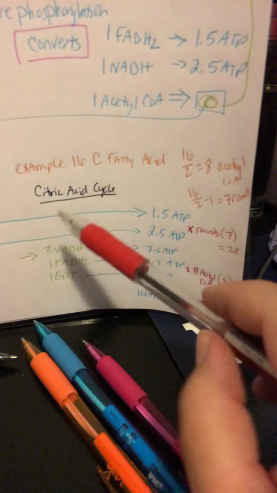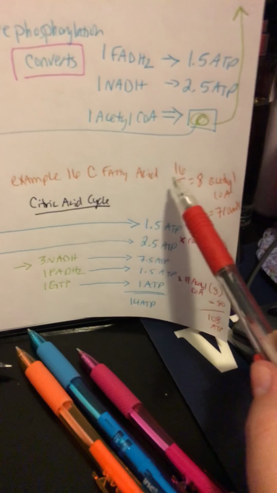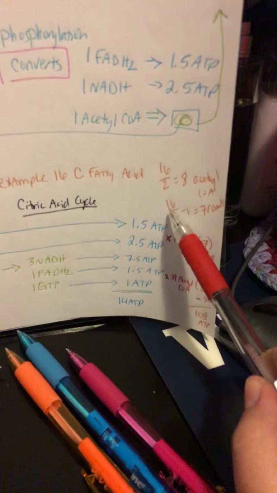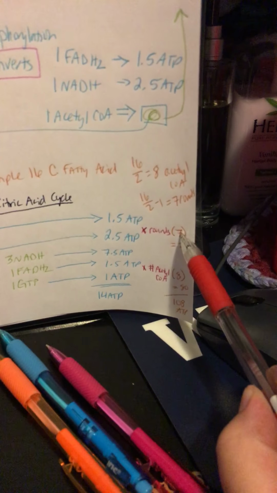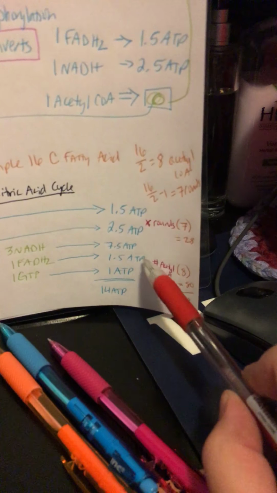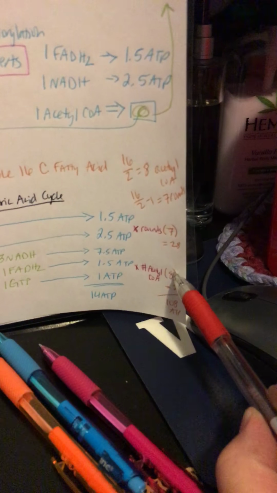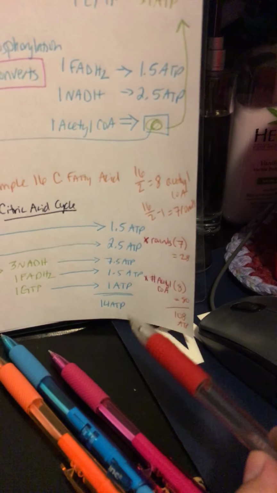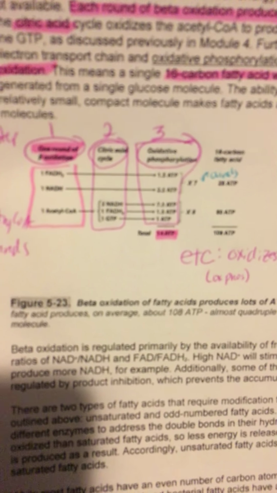So basically, if you're given a fatty acid, this one was a 16 carbon, but if we had a 20 carbon fatty acid, 20 divided by 2 is 10 acetyl-CoA, 20 divided by 2 minus 1 is 9 rounds. So then you would take this 1.5 and 2.5 and times it by 9 rounds and give you that number. And then you would take these and times them by the 10, because that was the amount of acetyl-CoA that was produced when we broke down that fatty acid. So I hope that that was helpful. And so basically that is this formula just broken down. Okay? So let me know if you have any questions.